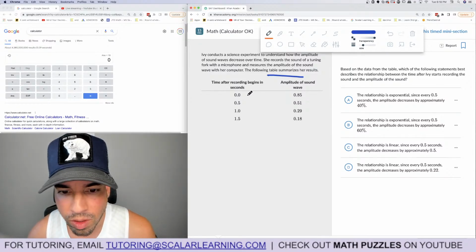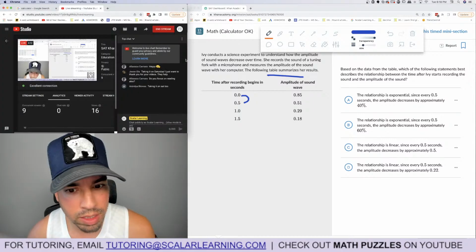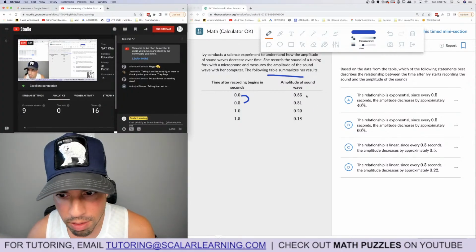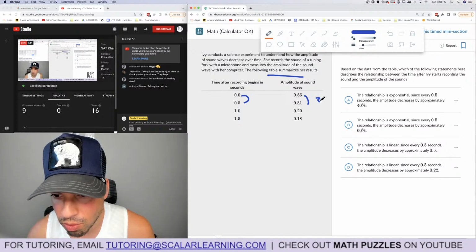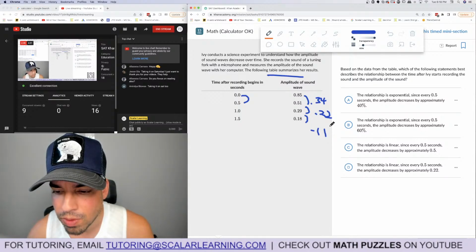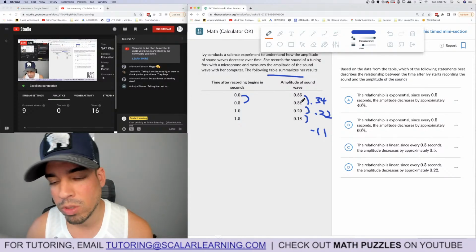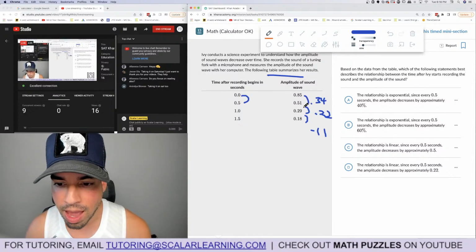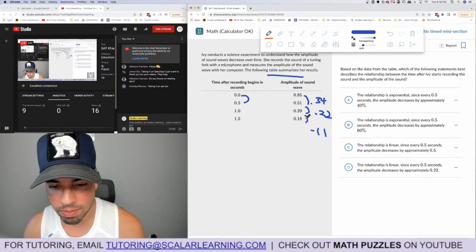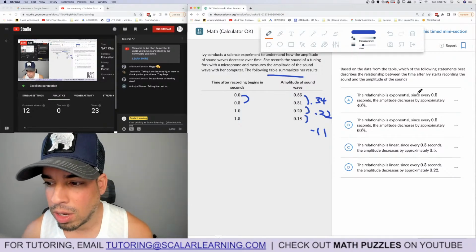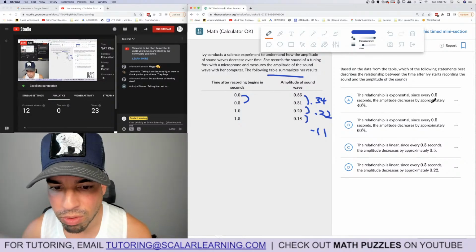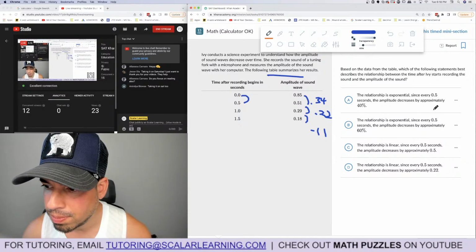Okay, so it looks like it's going down by 0.34, then it's going down by 0.22, and then it's going down by like 0.11. So it looks like it's decreasing exponentially. It's going down by half, almost, not exactly, but half, half, half. Okay, well, anyways, let's see. It's exponential since every 0.5 seconds it is exponential.